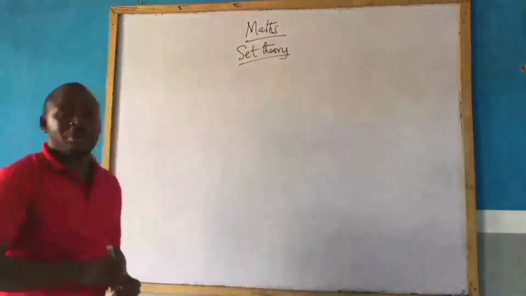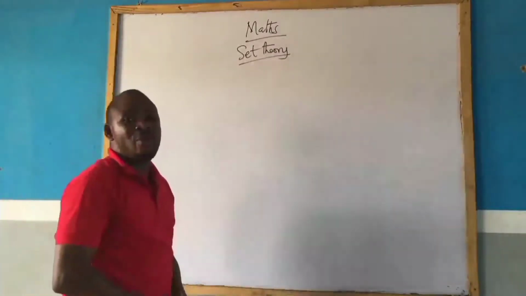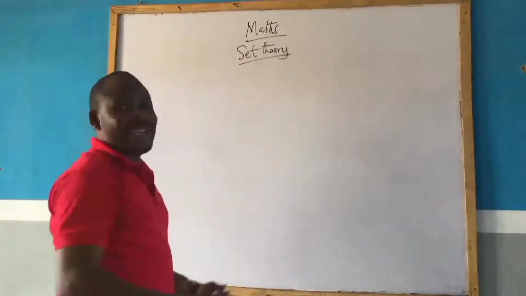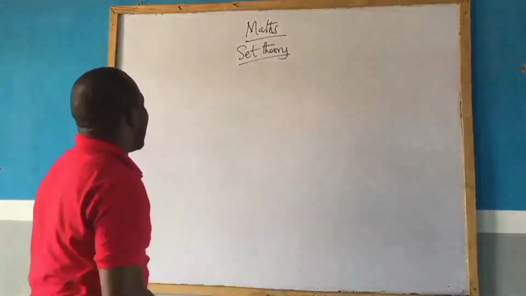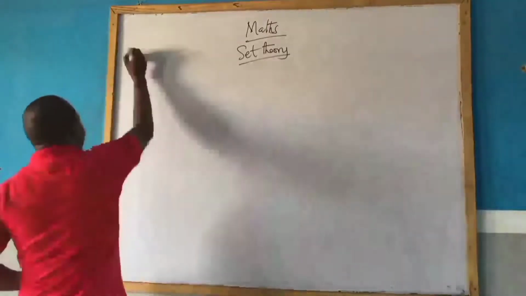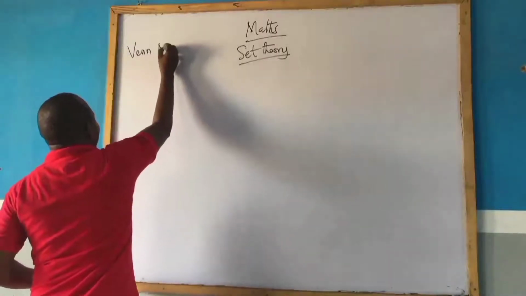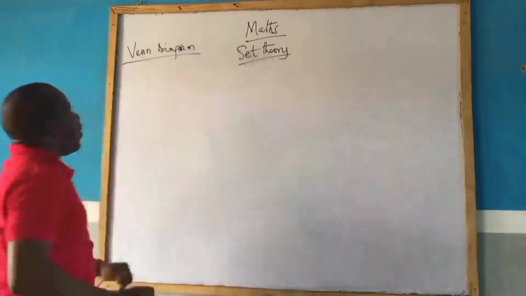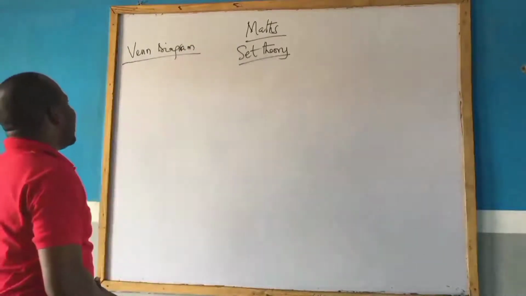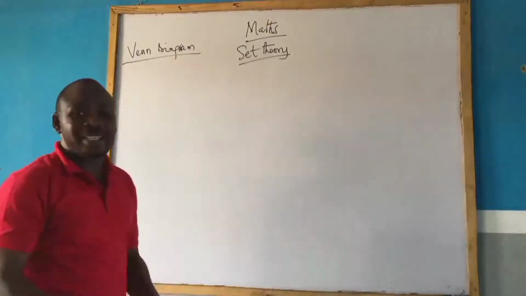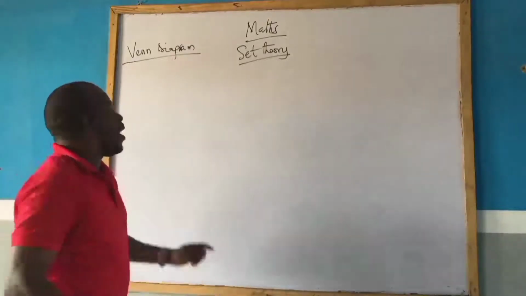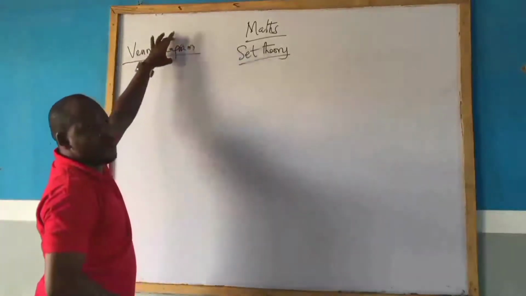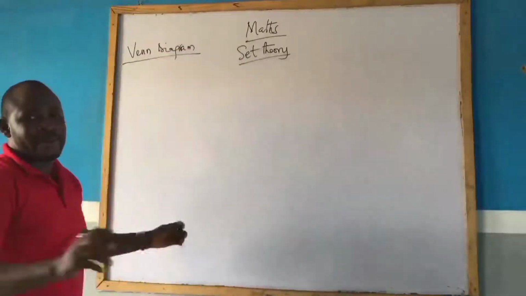We already have 2 videos on set theory where I look at the terms that are used in set. We've considered many terms, but the last term that I will consider in today's class is the term we call Venn diagram. Now, Venn diagram simply means representation of set information in a diagram. Anytime you present information of sets in a diagram form, what we call it is Venn diagram.